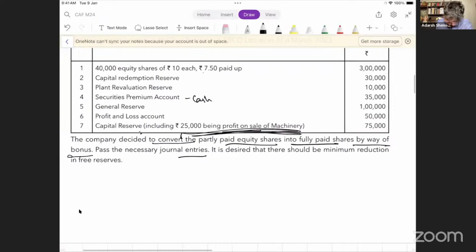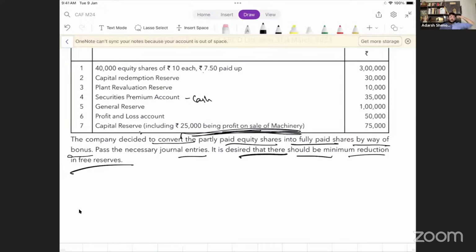While passing the necessary journal entries, it is desired that there should be minimum reduction in free reserves. They need not say it, we all know it already, that is what we do. Okay. So now this is a bonus call, guys. Be careful when you do a bonus call. Sources for bonus call: can I use capital redemption reserve for bonus call?